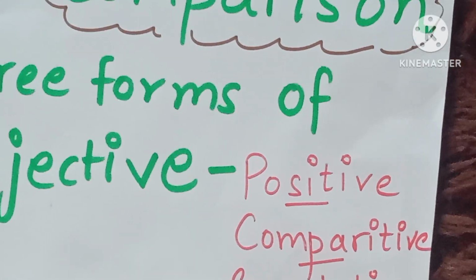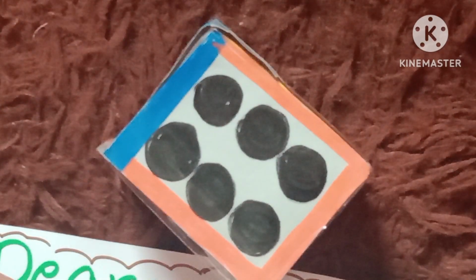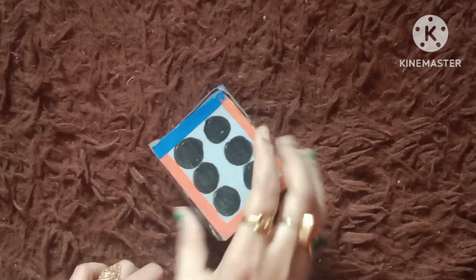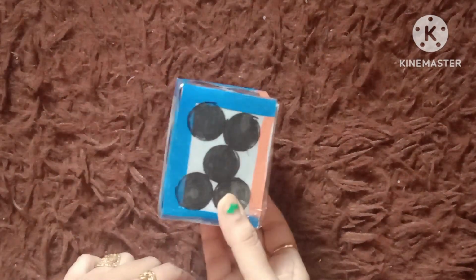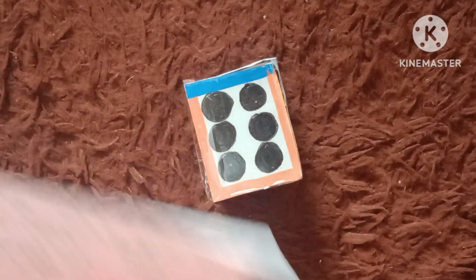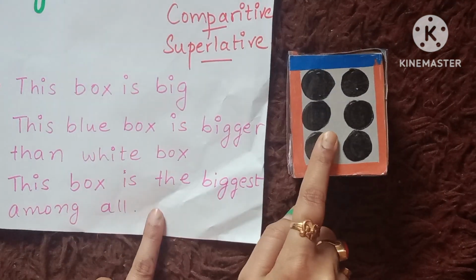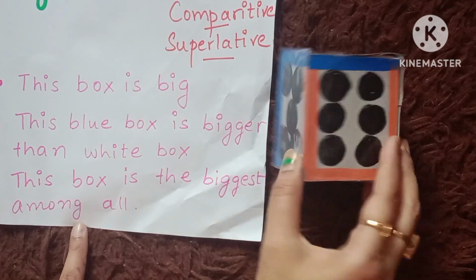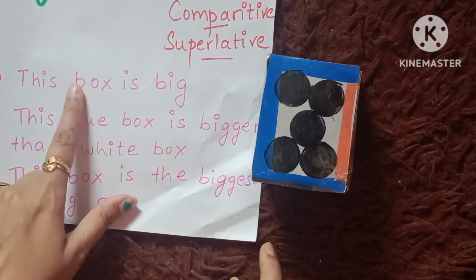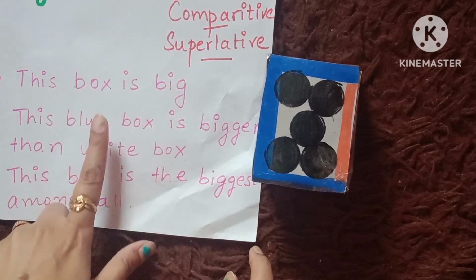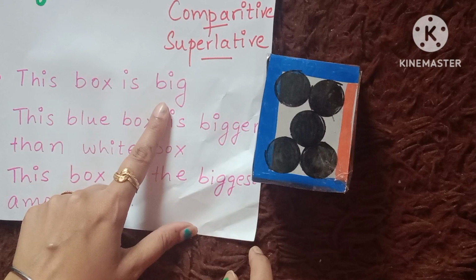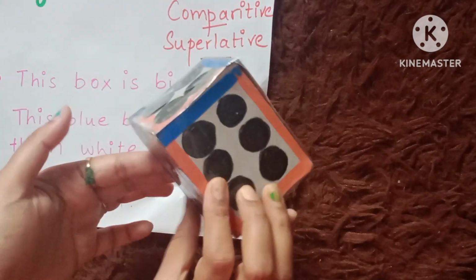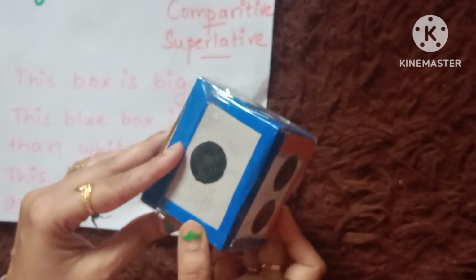Now let us see. As I already showed, I have three different size boxes. So, a big box. Now I can say along with this, this box is big. The word box is the noun over here, and the word big is describing this box. So this is what an adjective is.